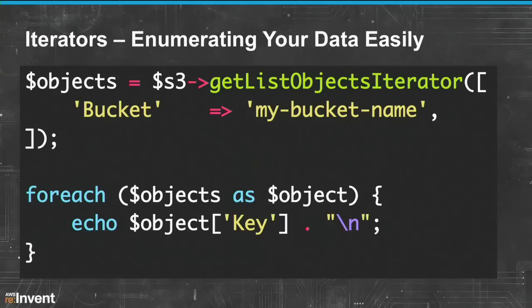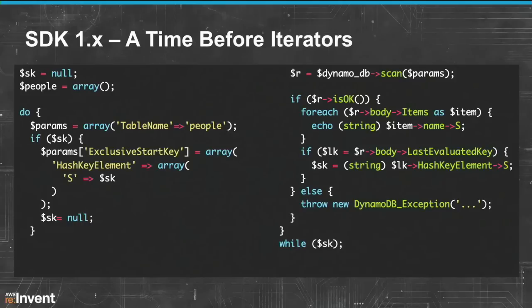So very cool. In version 1 of the SDK, we don't have this functionality. And I'm showing you an example of what it actually looks like to do this type of thing without iterators. So this is an example using SDK version 1 code to do a scan operation for DynamoDB. You can tell that there's a lot of code there, and you'd have to write that on your own to actually make that happen.